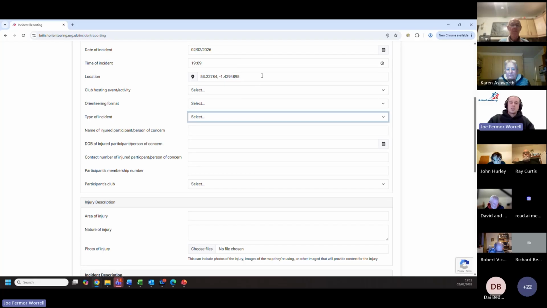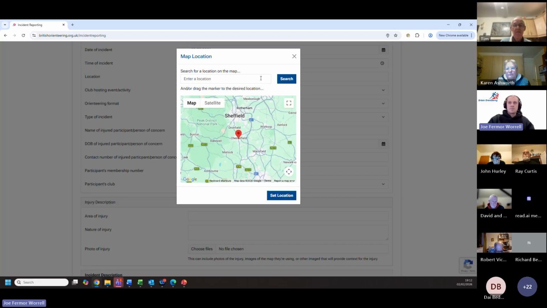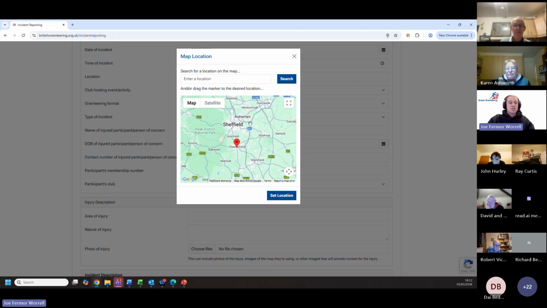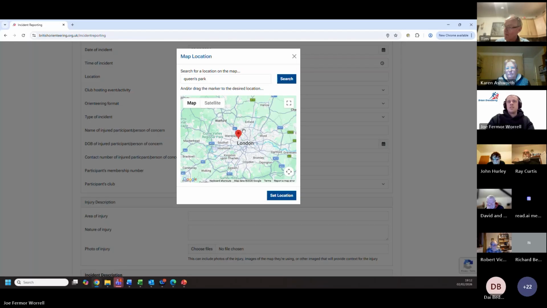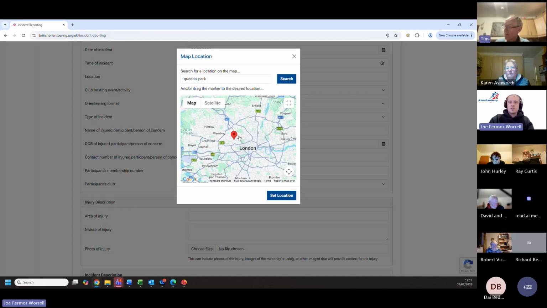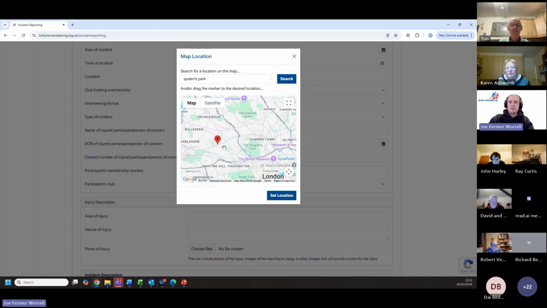In terms of location as well, if you are using this on mobile, you click onto location. As you can see, I'm in Chesterfield at the moment. You're able to search for location on the map. If this incident was to happen, Queen's Park, with the search button, it'll pop the marker straight away where you want it to be. If it's a little bit wrong, and perhaps I want it to be Regent's Park, that can be dragged.